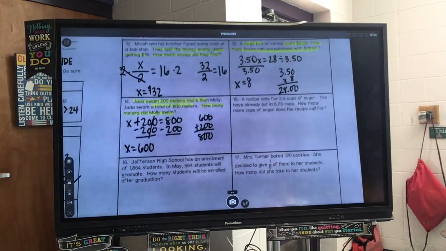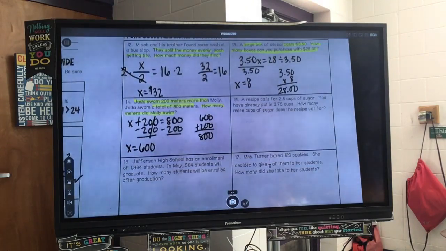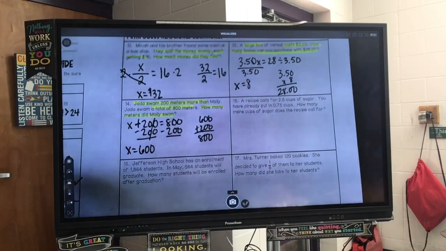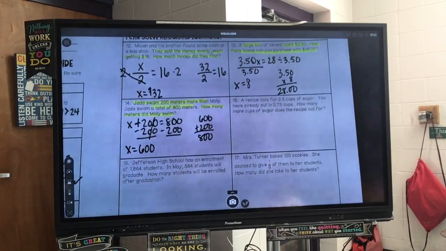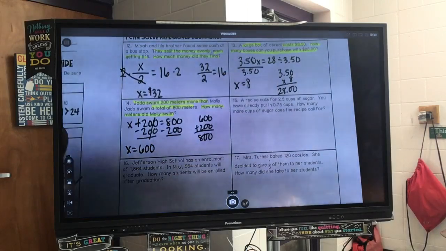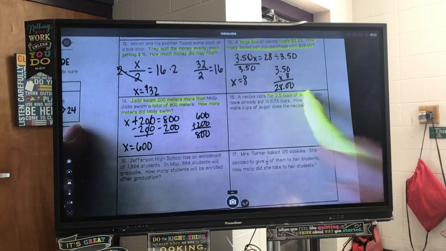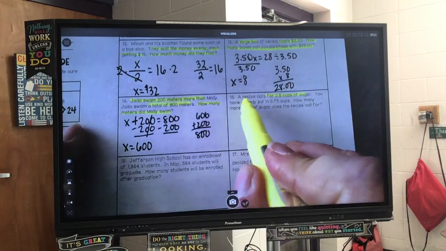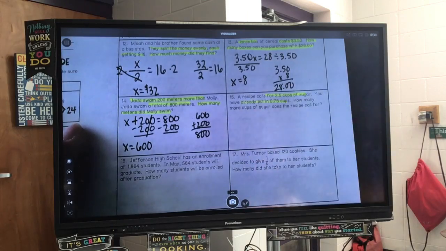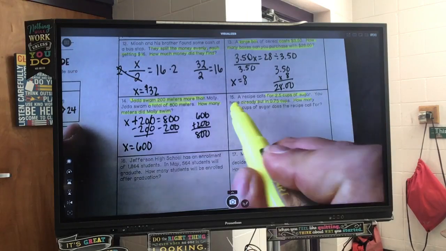Alright. Number 15. A recipe calls for 2.5 cups of sugar. You have already put in 0.75 cups. How many more cups of sugar does the recipe call for? So what is important in this question? Even if you didn't do it, you can still help me annotate. Excuse me. Troy. Recipe calls for 2.5 cups of sugar. Okay? I've already put in 0.75 cups in. Okay? How many more cups of sugar does the recipe call for?